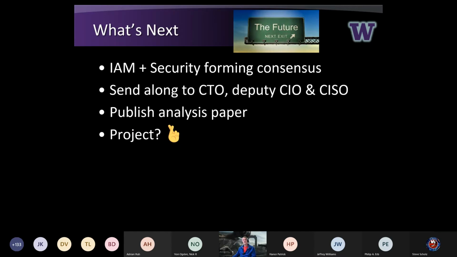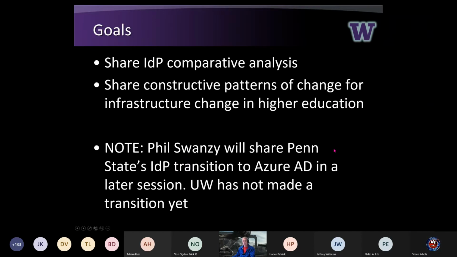All right, so what's next here at the UW? We're still forming consensus, as I mentioned. Our IAM and security teams are sort of our consensus circle for the moment. At some point, we'll send this along to our chief technical officer, our deputy CIO, and our CISO for their input and review. And at some point, I will publish that analysis paper, provided we come to some consensus. And I'm hoping there will be a future project for us. So I think I covered the two goals. And I do want to remind folks that Phil has a talk on Wednesday that goes into the implementation.